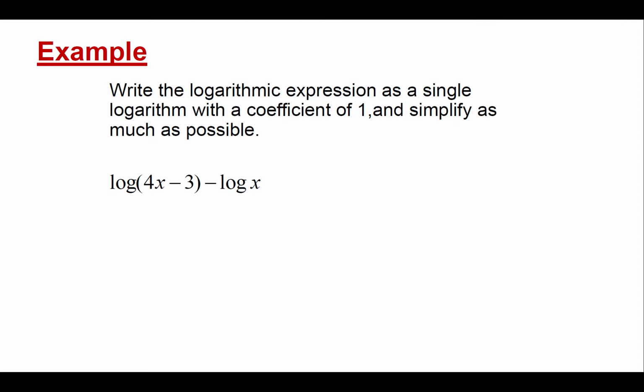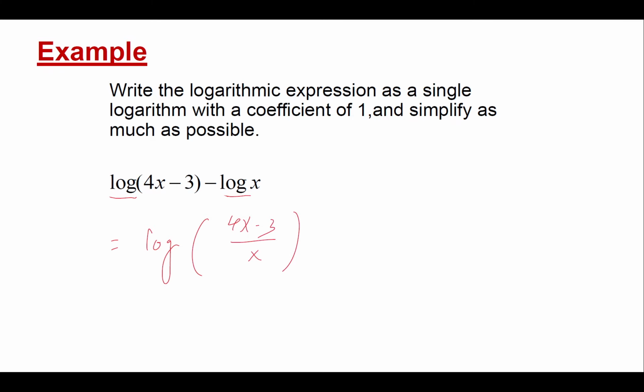So write the logarithmic expression as a single logarithm with a coefficient of 1 and simplify as much as possible. This time we want to go from right to left while using the product, quotient and then power property. As you can see, there are two log functions, and in between them there is a minus sign. Also remember, these log functions have the same base 10, so we can use the quotient property, which is log of (4x minus 3) over x.